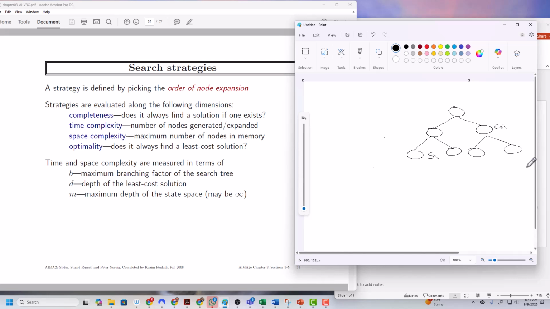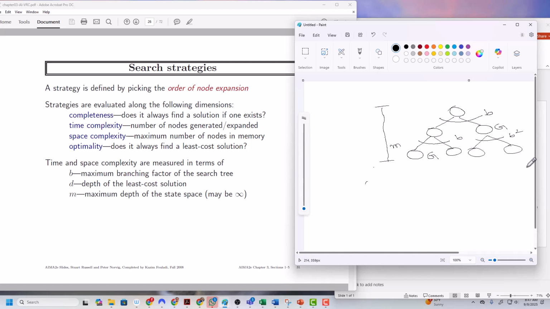And then m is the maximum length of any path in the state space. Let's say this is the maximum length of the path. This is m. Sometimes in a tree we also call it the height. And b is the number of children you create at every level. So there are b nodes at this layer, and there will be b and b, that means b squared nodes at the second layer.